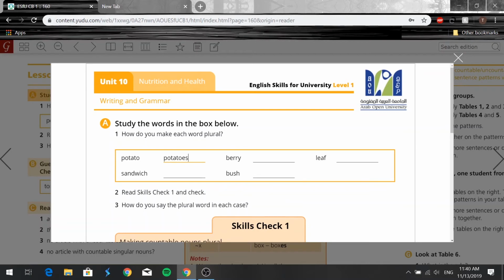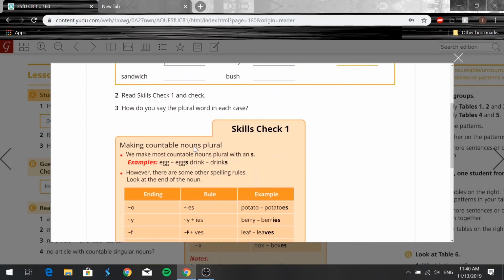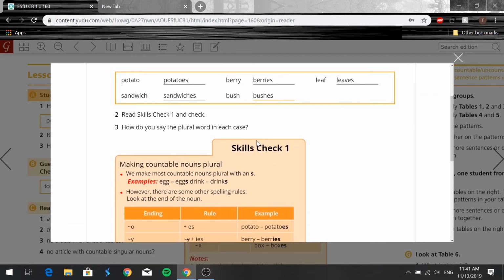Berry, we'll get rid of the Y and add I-E-S. So berries, okay, I-E-S. Leaf, we'll get rid of the F and add V-E-S. So it becomes leaves. Oops, sorry. Leaves. Okay? Sandwich, C-H, we'll add E-S as well. So sandwiches. Okay? Again, same one. Bush, we'll add ES as well. So bushes, ES. Okay? So again, potato, potatoes, berry, berries, leaf, leaves, sandwich, sandwiches, bush, bushes.